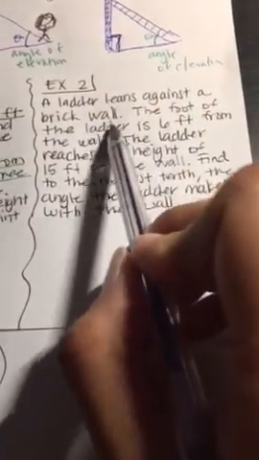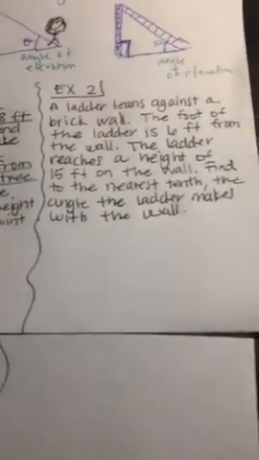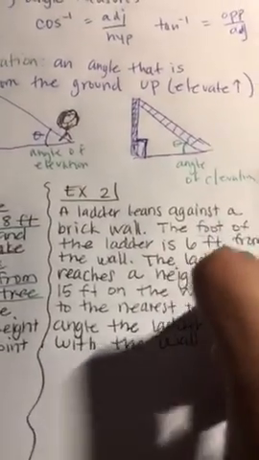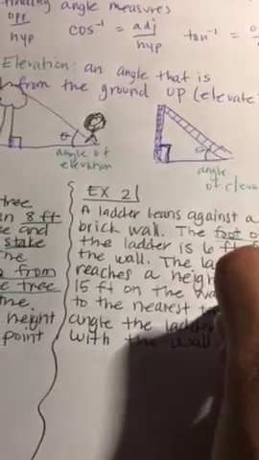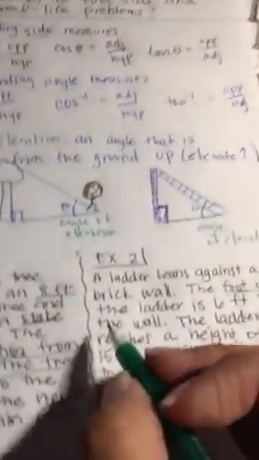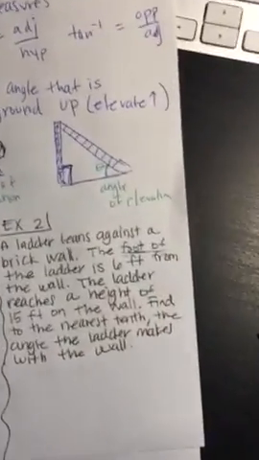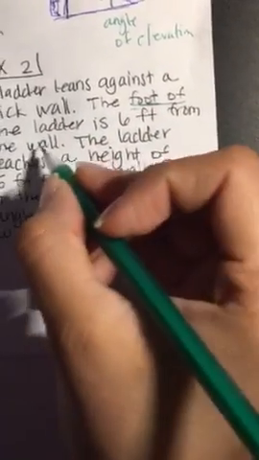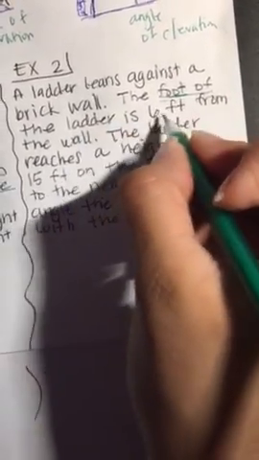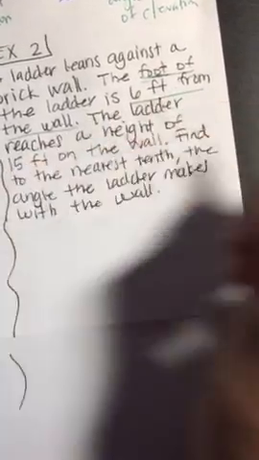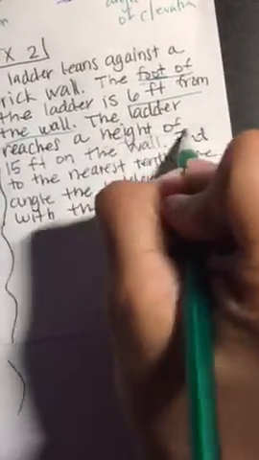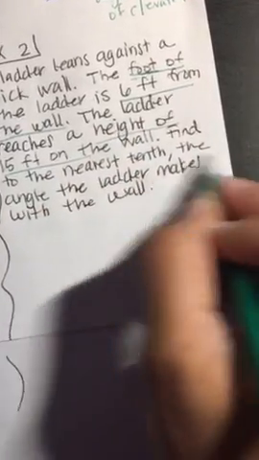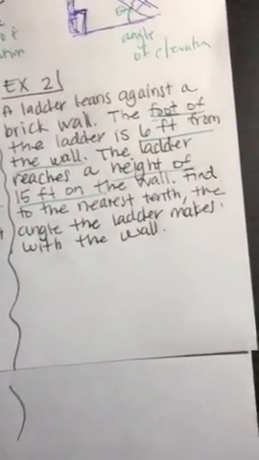A ladder leans against a brick wall. The foot of the ladder is 6 feet. When I say the foot, you know I'm talking about the bottom of the ladder. Sorry guys, let me zoom in here. The foot of the ladder is 6 feet from the wall. The ladder reaches the height of 15 feet on the wall. And then this is our question. So I'm going to go ahead and draw this picture again.